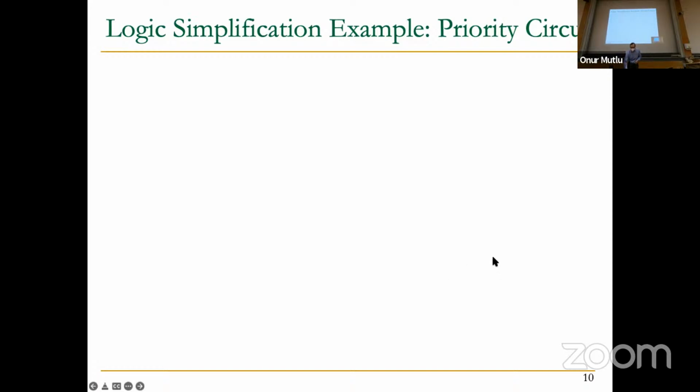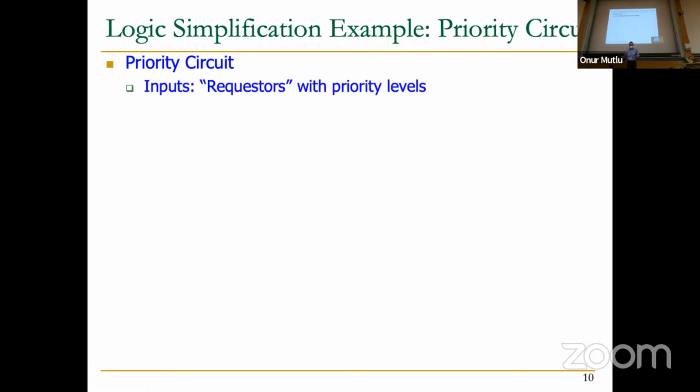Okay, so how many people know about priority circuits? Okay, some people, not many people. But a priority circuit, basically, has inputs. Inputs are requesters with priority levels. They request a resource, for example. It could be a bus or wire that is used to communicate. And you may have many requesters. You may have a machine learning accelerator. You may have a CPU. You may have a GPU. You may have memory. And they may have a static priority among them.